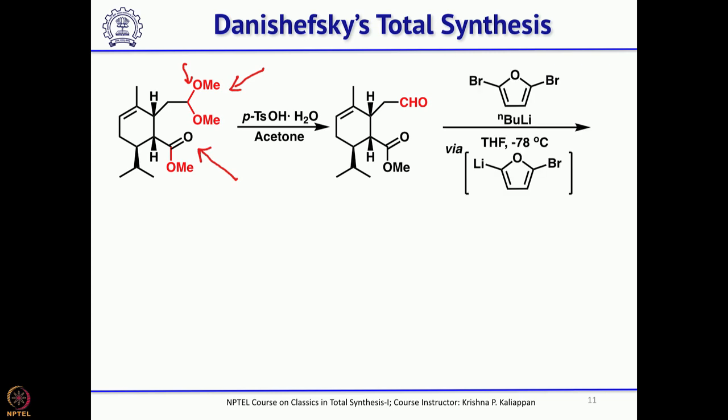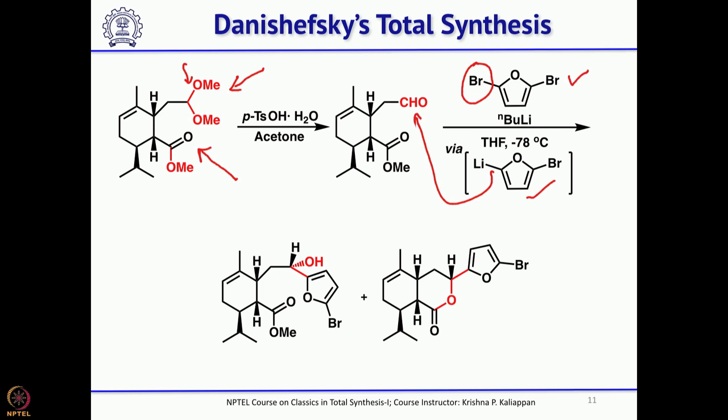Now once you have the aldehyde, take this 2,5-dibromofuran, and on treatment with butyllithium, one of the bromines will be exchanged with lithium to get the corresponding lithio species. This bromofuryl lithium will add to this aldehyde. So you have aldehyde and ester, and as you know, aldehyde is more reactive than ester. So once it adds to the aldehyde, what you get is a mixture of this alcohol, which is a result of direct addition of this lithio species to the aldehyde, and the second product is nothing but this alcohol attacking the ester carbonyl and forming the 6-membered lactone.